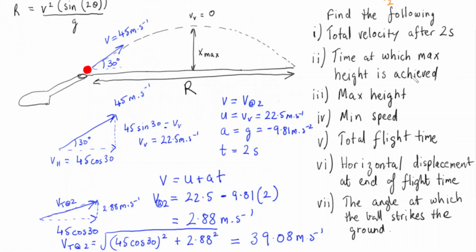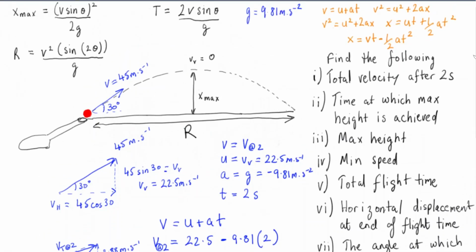So let's move on to part 2 of the question, which says find the time that it takes for the maximum height to be achieved. And if I go up, I know that the total time it will take for this flight path is given by this equation here. So t is equal to 2v sine theta divided by g. And I know half of this time is actually when x max occurs. So I can go ahead and plug my values straight into this and find the solution.